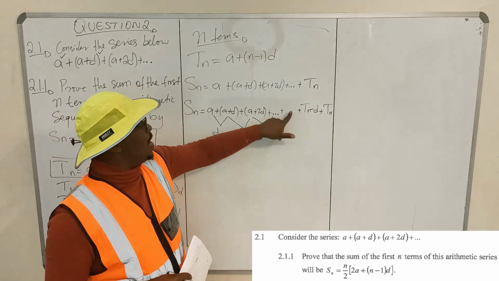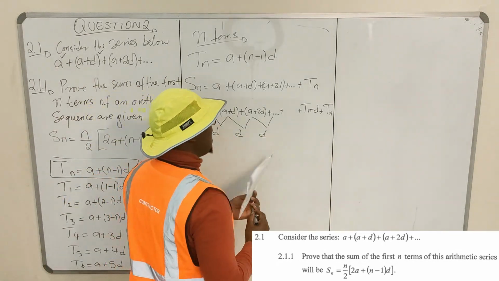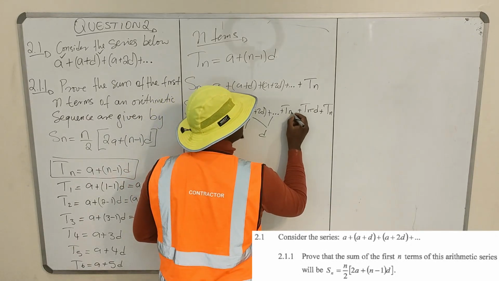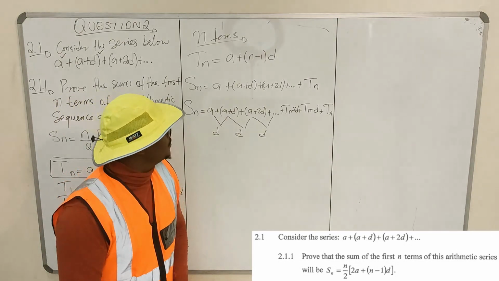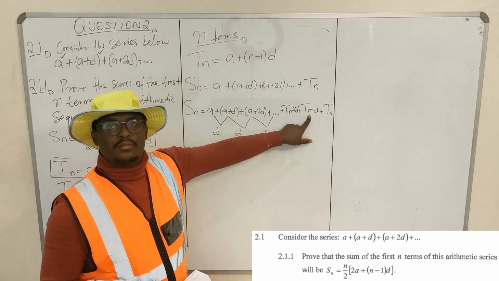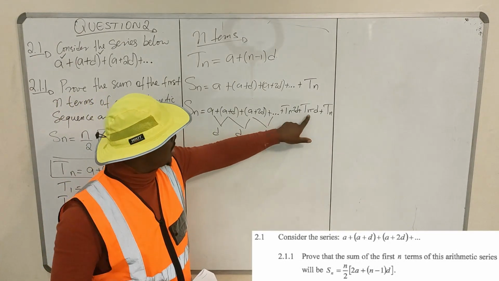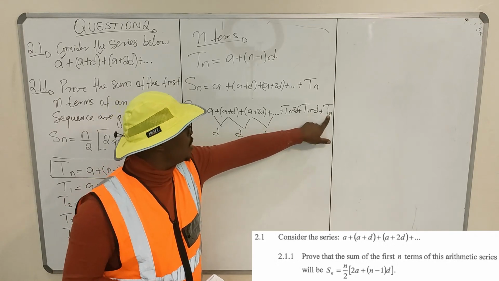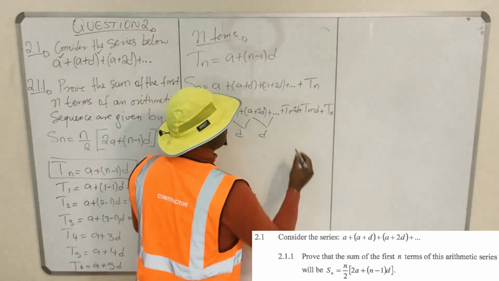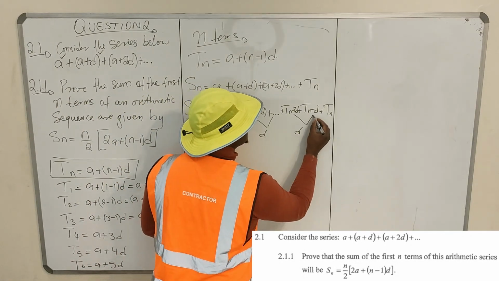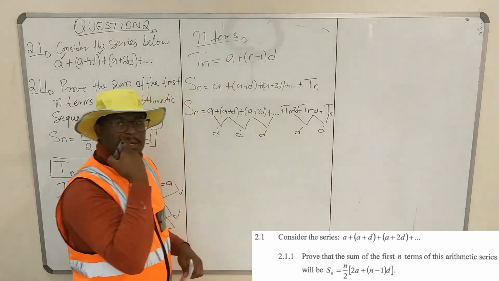And the term before this one will be Tn minus 2 times D. This is the term before this one, because you can see if you add D here, you get this one, and if you add D there, you get that one. This is consistent with what we've been explaining. So the difference between these is also D.